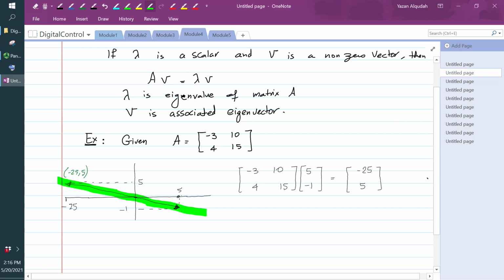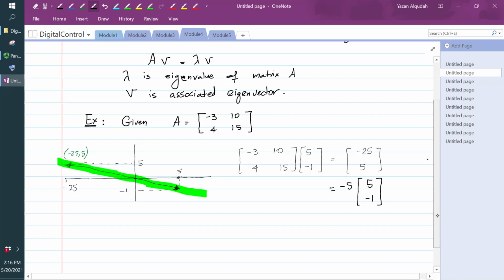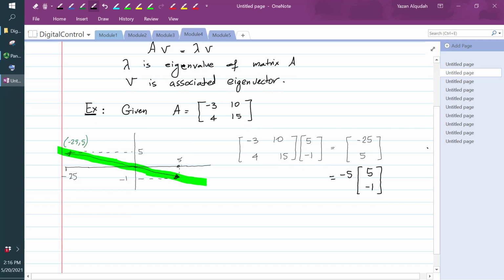And I can also show that by realizing I can write this as equal to negative 5 multiplied by the vector 5 and negative 1. You see that? Negative 25 and 5 is the same as 5, negative 1 multiplied by negative 5. So what this transformation did is that it scaled my original vector by a constant that is equal to negative 5. Does that make sense? Okay, so let's continue with this and do another value.